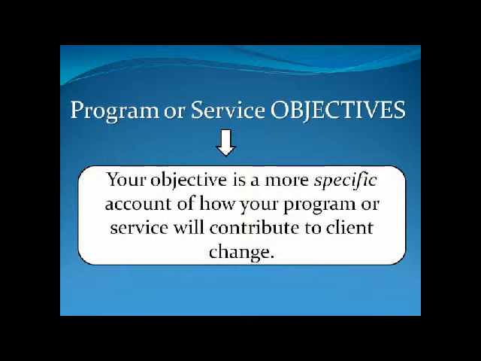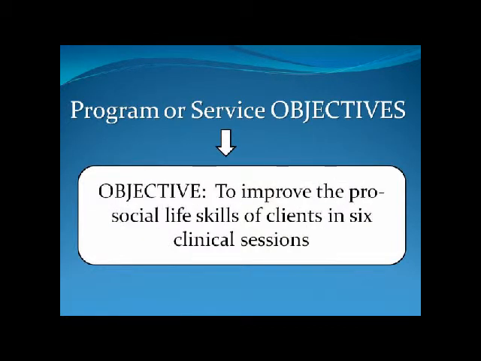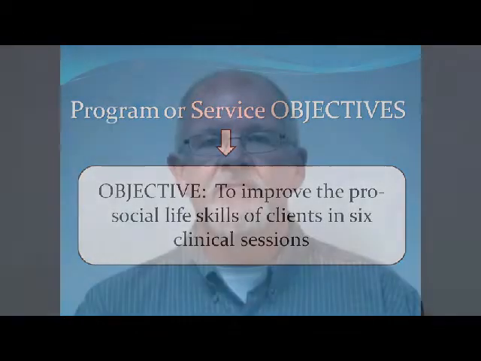With the goal in mind, the next step will be identifying an objective that is even more specific and that will help you to focus on the intended program or service outcome. For example, the objective could be to improve the pro-social life skills of clients in 6 clinical sessions. As you can see, your objective needs to be more specific than your goal. This objective statement identifies what your program or service is meant to provide: life skills training, as well as the length of time for the service to be provided, within 6 clinical sessions.